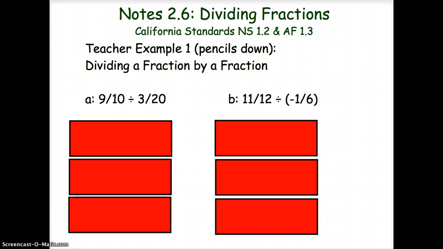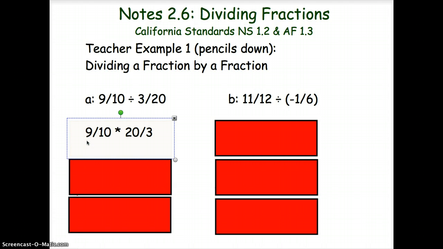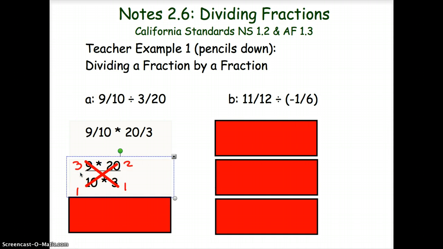Okay, let's take a look at teacher example 1. Dividing a fraction by a fraction. 9/10 divided by 3/20. Again, the first thing I do is skip, change, flip. 9/10 times 20/3. Now I can take a look at that fraction and see if there's anything I can cross cancel. And of course the 9 and the 3 are both divisible by 3.